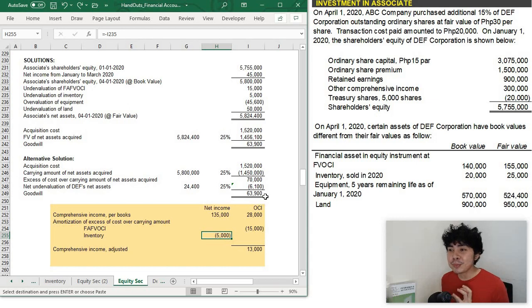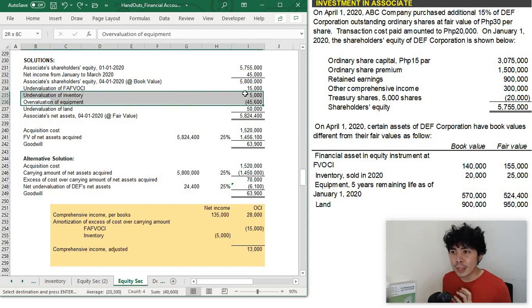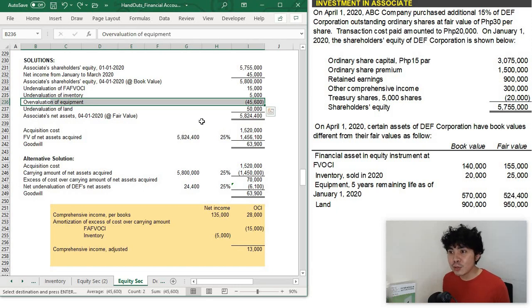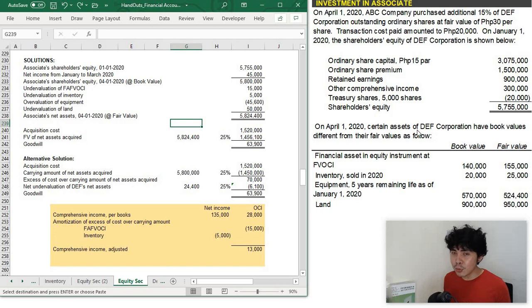Tapos, dito naman tayo sa pangatlo, the equipment. So, yung equipment natin dito is overvalued naman siya. So, ibig sabihin ng overvalued again is mas mataas yung nasa libro kaysa sa fair value niya. And syempre, since ito ay equipment, ito ay isang depreciable asset. Kung siya ay depreciable asset, dine-depreciate siya. At ang depreciation ay kasama sa computation ng net income. Ibig sabihin, etong net income ni associate na 135,000 pesos, after to ng effects ng depreciation ng equipment ni associate.